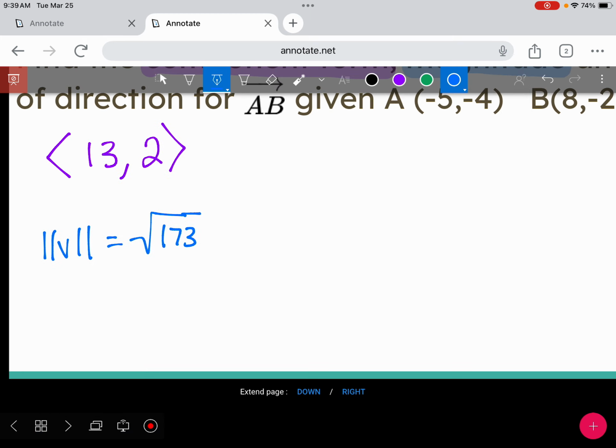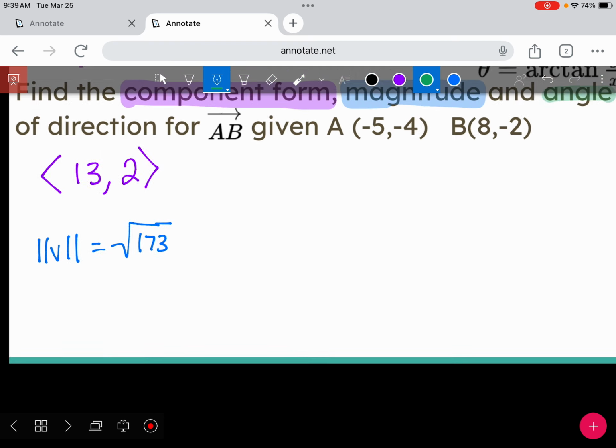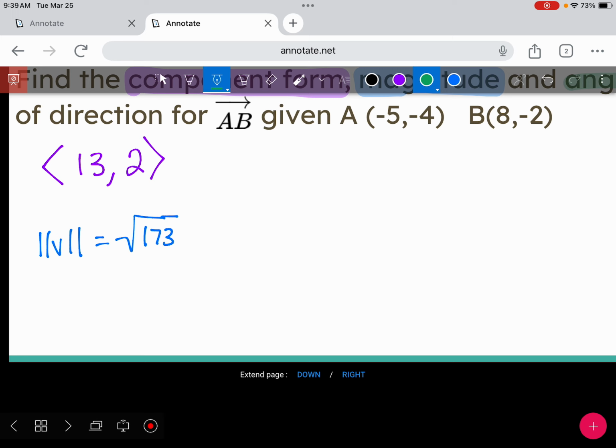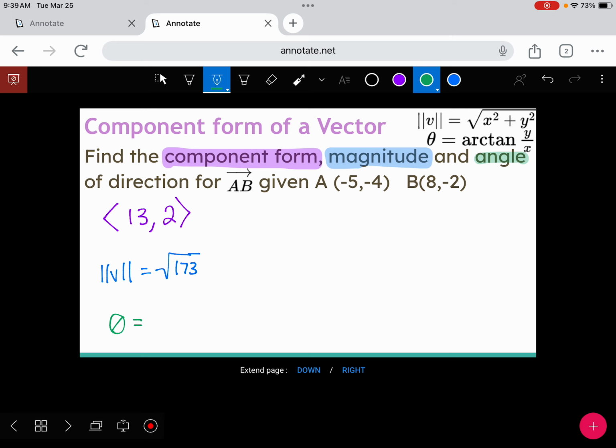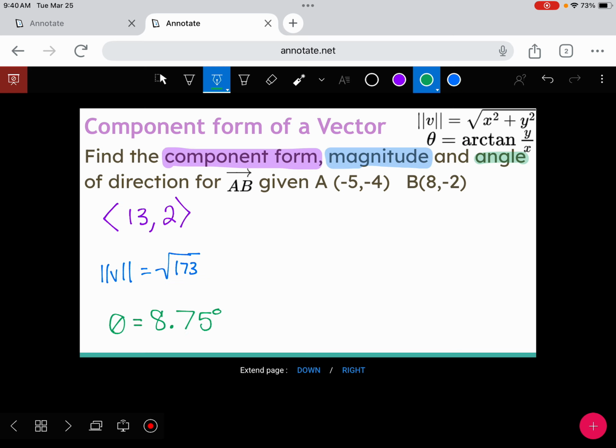And then find our angle. Nope, that's when we need to use our inverse tangent. Oh, we want to do 8.75. And since we're in quadrant 1, we don't need to do anything extra to it.